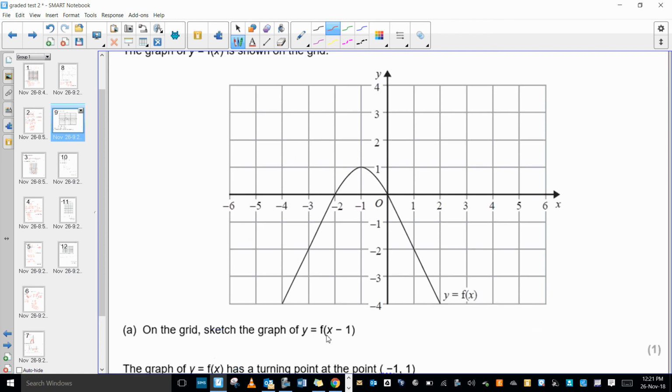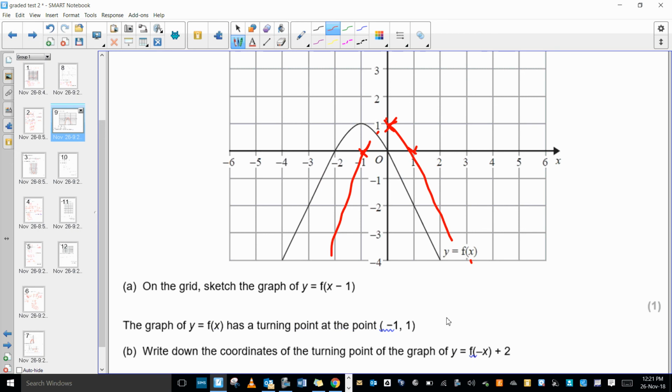On the grid, sketch f(x minus 1). If it's x minus 1, let's move to the right one, so everything is going to the right one. f(x) has a turning point at (-1, 1). Write down the coordinates of f(-x) plus 2.